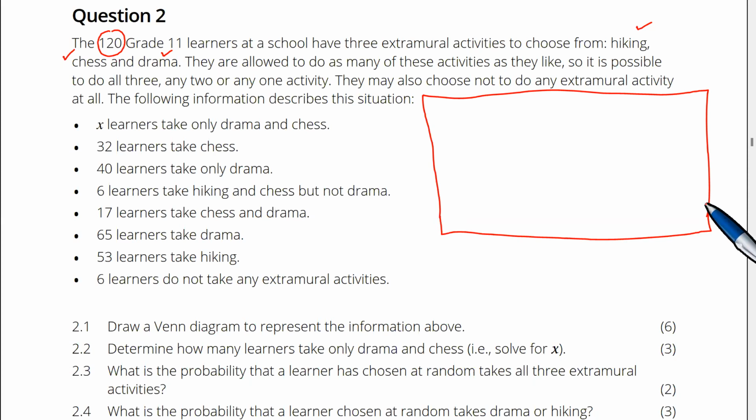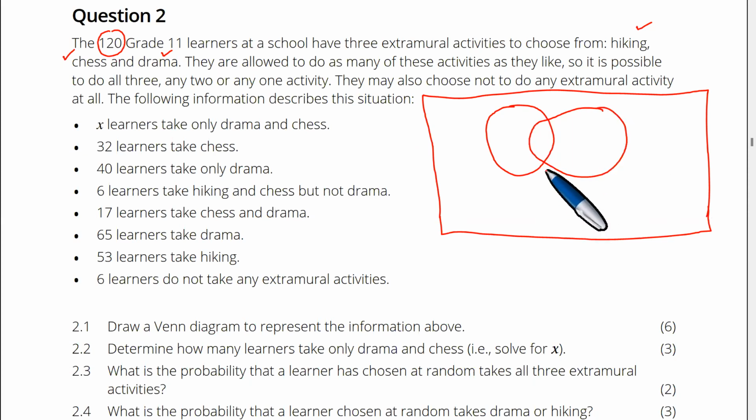120 grade 11 learners at a school have 3 extramural activities to choose from. Either they do hiking, or they do chess, or they do drama, like this. Okay, something of that sort. And there are 120 of these learners, so we're dealing with 120 learners altogether.